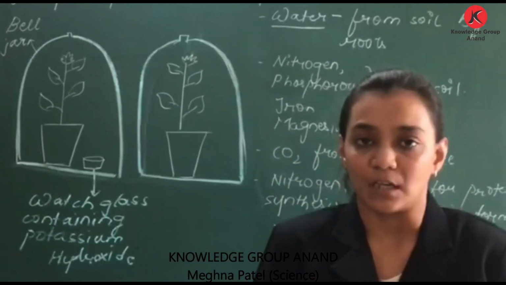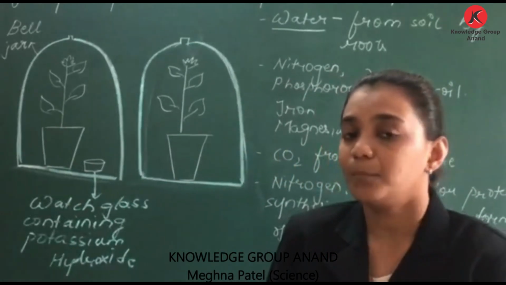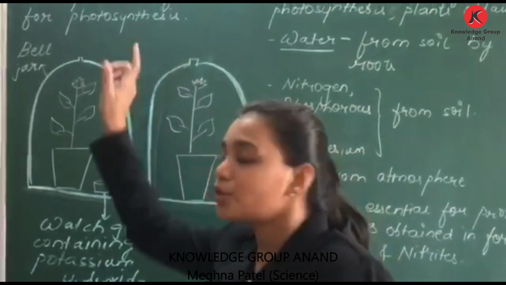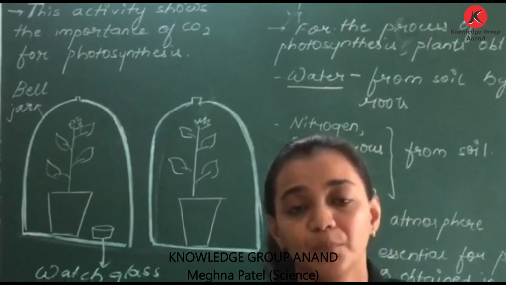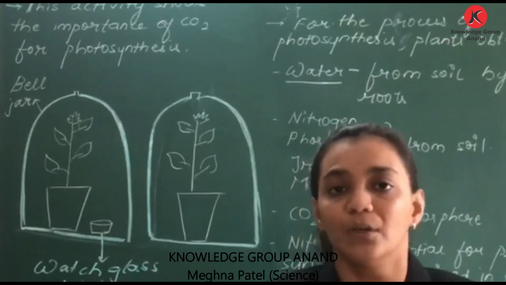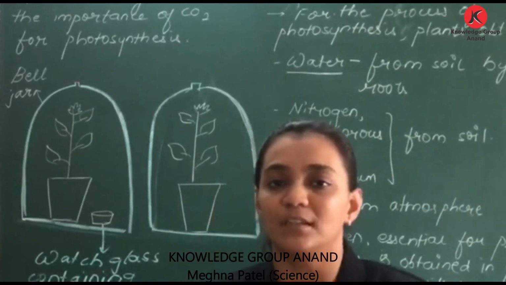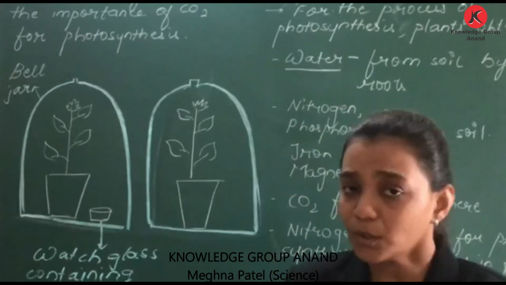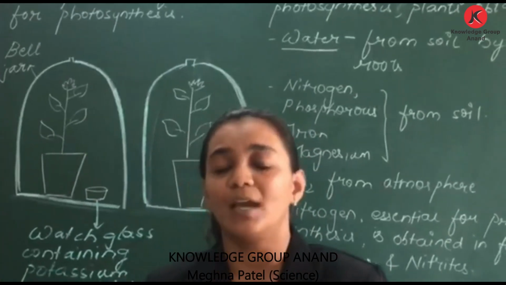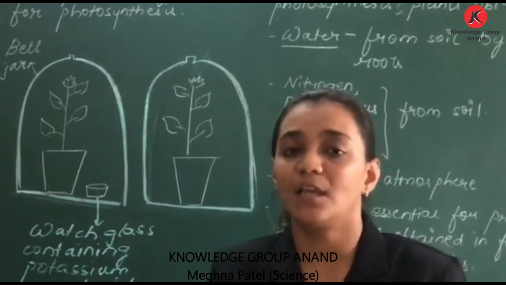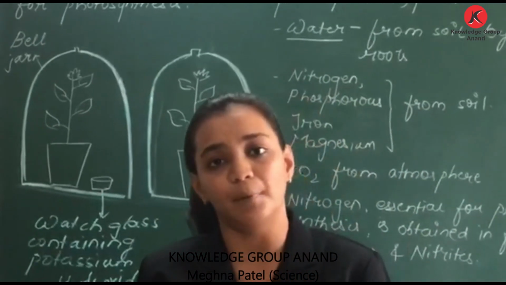This activity is for proving that carbon dioxide is essential for the process of photosynthesis. What is the activity proving? The activity is going to prove that carbon dioxide is essential for photosynthesis. Now, in this experiment, what do we have to do? First of all, we have to take two healthy potted plants.